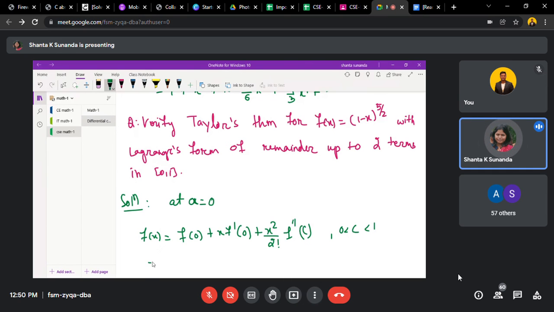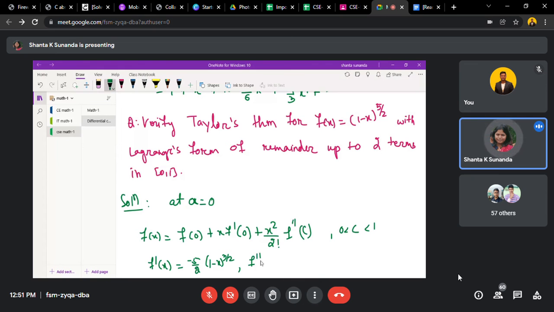Now you find out f dash x. So what is f dash x? Minus 5 by 2, 1 minus x whole power 3 by 2. This is what I have written.